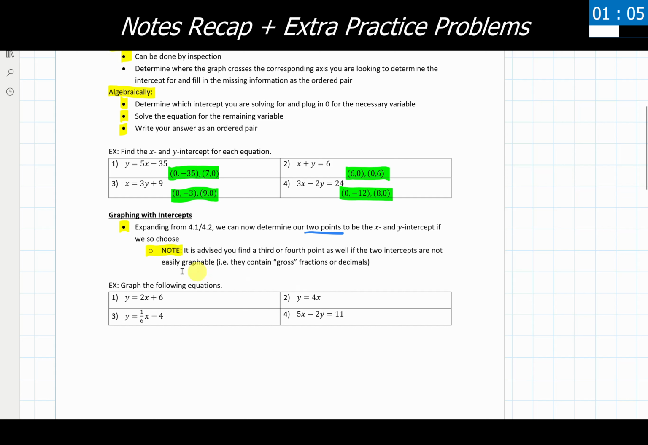We had 4 examples that worked with that. A couple of these had some grosser x and y intercepts, but we saw that we can still work with those. And we had others where we needed to pick a third or a fourth point because the other intercept either really wasn't a nice number or we had a repeat showing up. Both the x and the y-intercept are going through the exact same point, the origin.